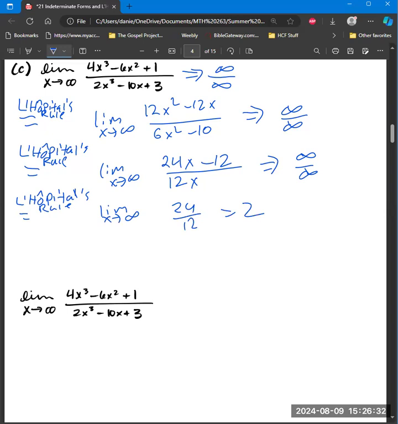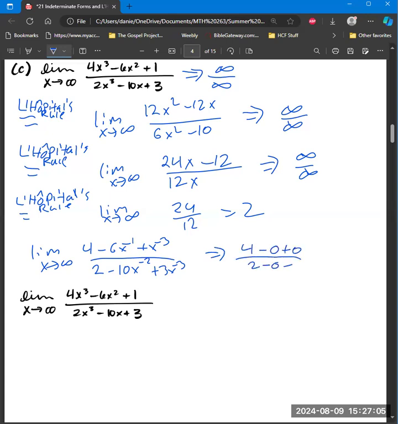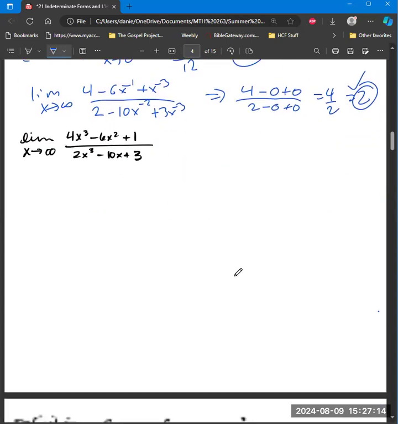Now let's see if we could have gotten there another way from our Calculus 1 techniques that we knew when we evaluated limits at infinity. So let's multiply by x to the negative third, top and bottom, and that will give us 4 minus 6x to the negative first plus x to the negative third over 2 minus 10x to the negative second plus 3x to the negative third. And as x goes to infinity, all of these parts with negative exponents go to 0. And that was the same answer, but we just got there a lot more efficiently doing it that way with our Calculus 1 technique.